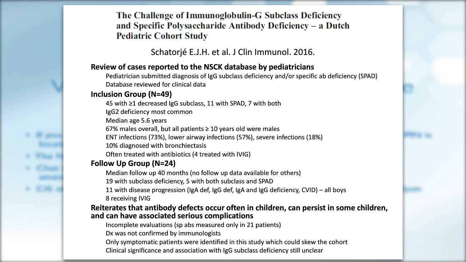Some of the limitations that were noted were that many of these children did have incomplete evaluations. Sadly, only 21 patients had specific antibody levels measured, so that could have confounded some of the data analysis. Many of the diagnoses of specific antibody deficiency and IgG subclass deficiency were not necessarily confirmed by immunologists. Most of these diagnoses were submitted by a general pediatrician. And, of course, only the symptomatic patients were identified, because these are the ones presenting to their pediatrician, so that could skew the cohort. And finally, there is this big debate, and it is still unclear what the clinical significance of IgG subclass deficiency is and how it is associated with these infections.